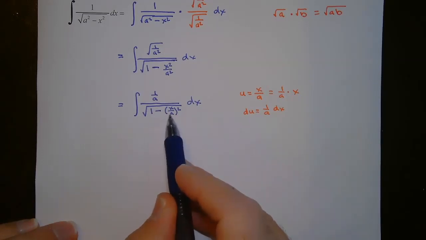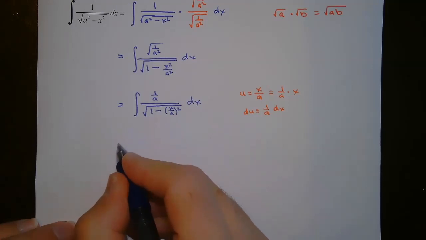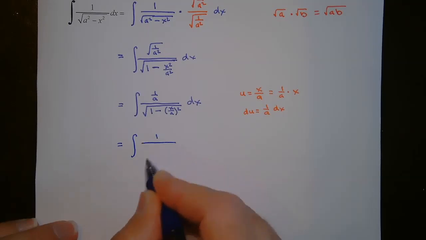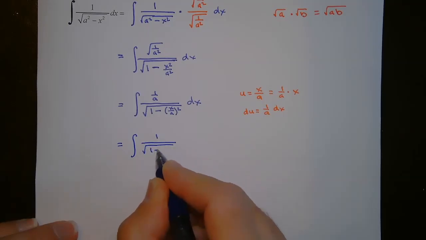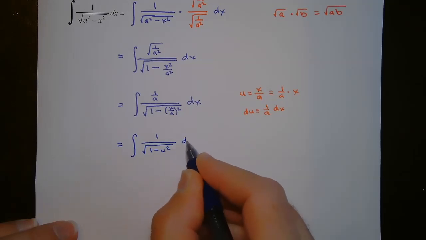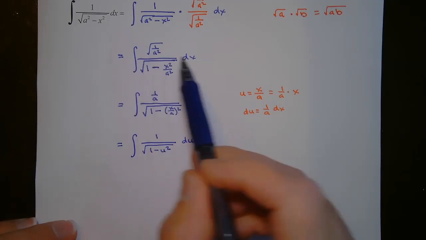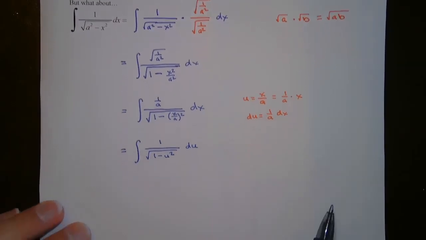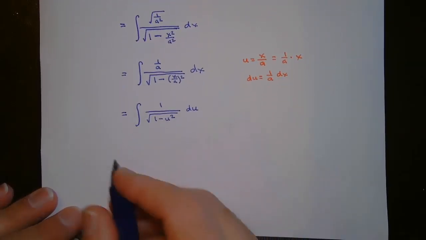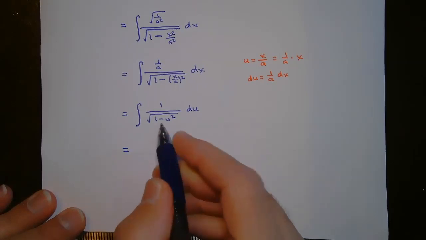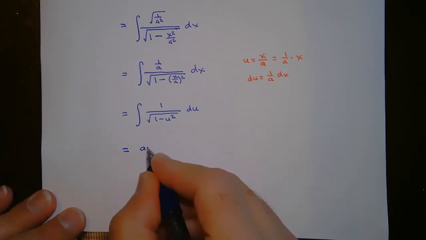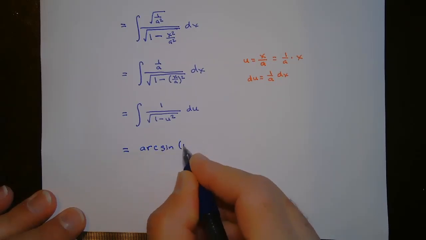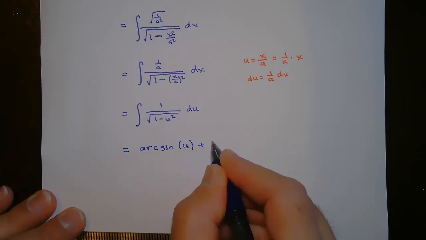And this is going to be 1 minus u squared under the square root. So this becomes the integral of 1 over the square root of 1 minus u squared du. And now it looks like the original one that we had up above, except instead of x, we have u. So that would mean this is equal to simply the arcsine, or sine inverse, of u plus some constant c.